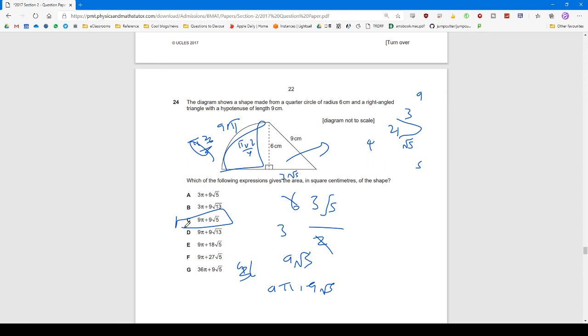So the first thing to realize is do the quarter circle first because it's easier. It's just pi r squared and then divide by 4. R is 6, r squared 36. Divide by 4, 9. And area 9 pi. So you should think, oh yeah, quarter circle, divide by 4. 36 pi, 9 pi. That should be your mental thought process. And then the triangle, you should go, Pythagoras.